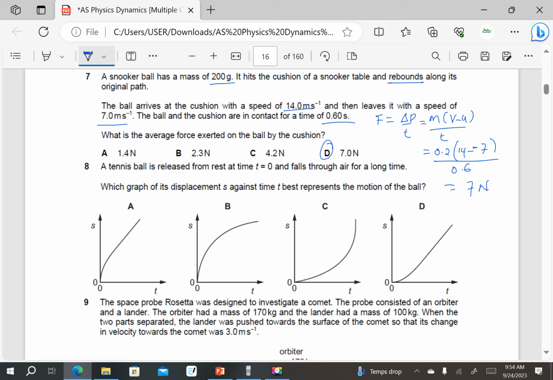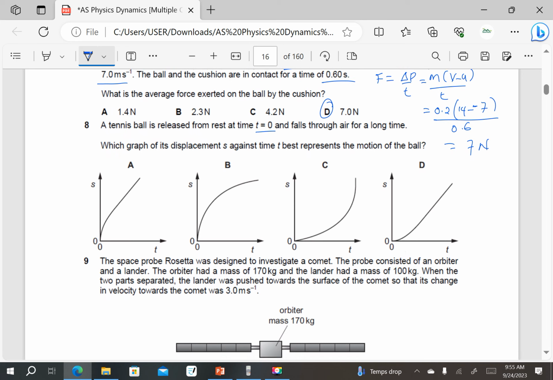A tennis ball is released from rest at time t equals 0 and falls through air for a long time. Which graph of its displacement against time t best represents the motion of the ball? Okay, it is falling through air. That means air resistance is not negligible. So it must reach terminal velocity.